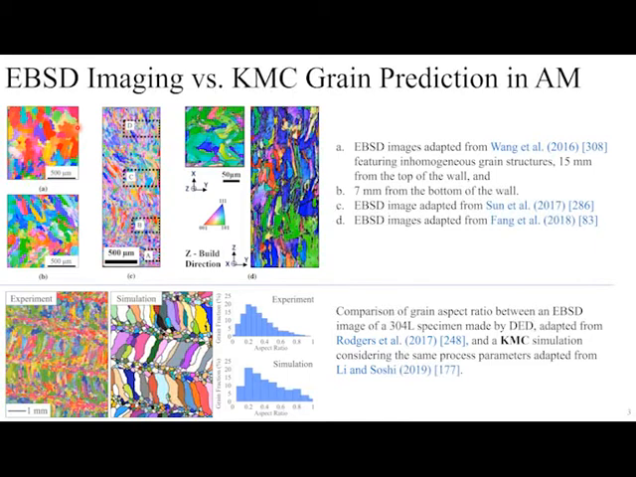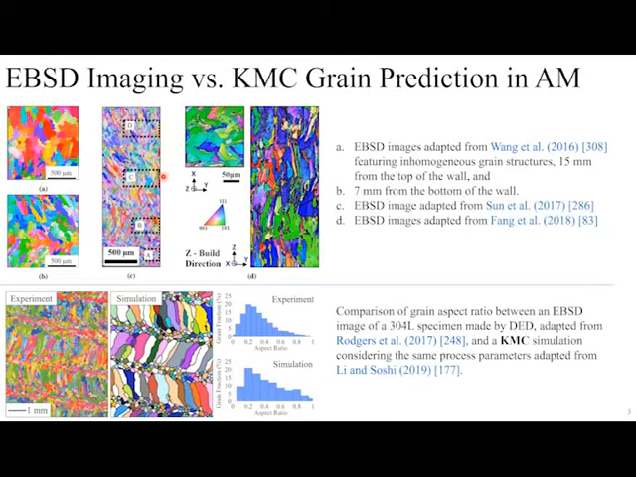These are EBSD images. In A, this is 15 millimeters from the top of the build, where you can see the grains are approaching somewhat of an equiaxed morphology. Whereas at the bottom, this is 7 millimeters from the bottom of the 70 millimeter build, and you can see some columnar grain structure in this case.